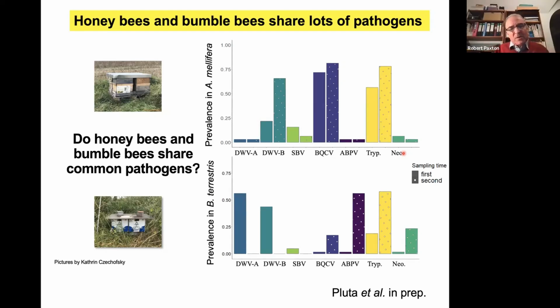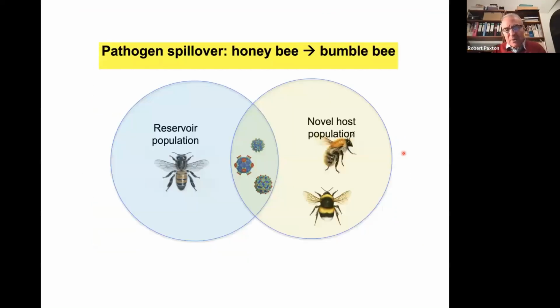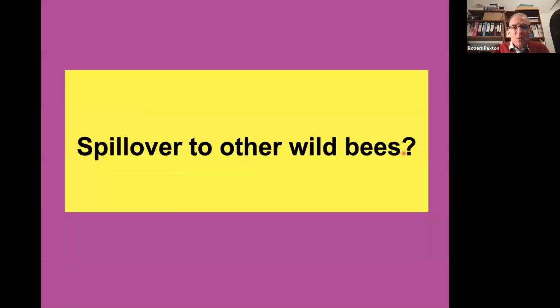But now that we've focused on honeybees and bumblebees, I'm going to move on and say, well, okay, we've got the idea that honeybees may be a reservoir population, certainly for deformed wing virus. For the other pathogens, it's not clear. And they seem to be, at least for deformed wing virus, spilling over into bumblebees. The question is, what about other wild bees? In Britain, we've got another 250 odd species of wild bee, beyond the honeybee and the 30 or so species of bumblebee that we have. So what about other wild bees?